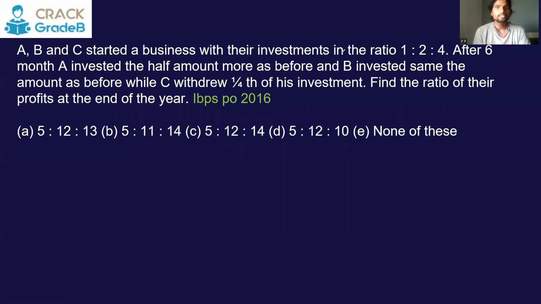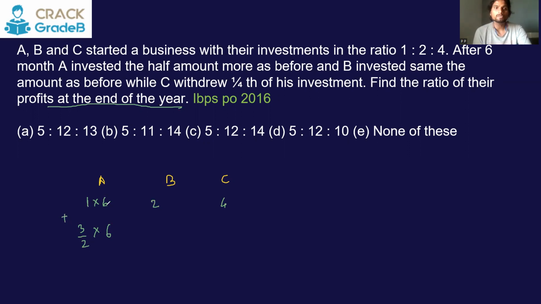ABC started a business with their investment in the ratio 1:2:4. After 6 months, A invested half more as before. So if initially A invested 1, B invested 2 rupees, C invested 4 rupees initially. After 6 months, he is going to invest half more. So this 1 rupee is for only 6 months. After 6 months, because the profit is calculated at the end of it. So for next 6 months, the share of A is going to be 1 plus half because he is investing half more. So earlier 1 rupee plus half more, that is 1 and half, that is 3/2 rupees.